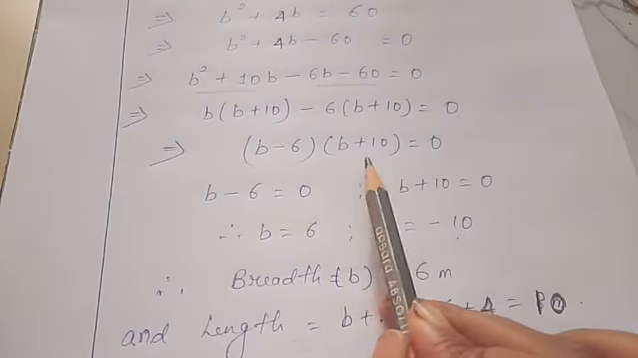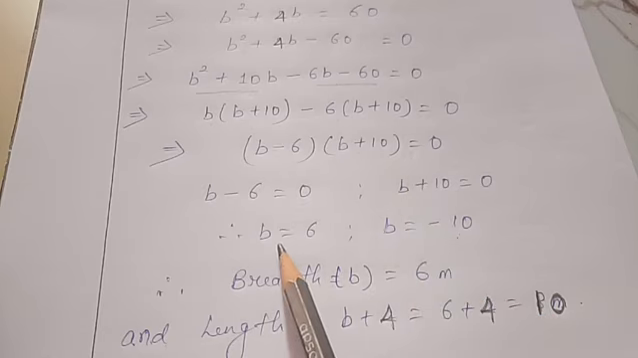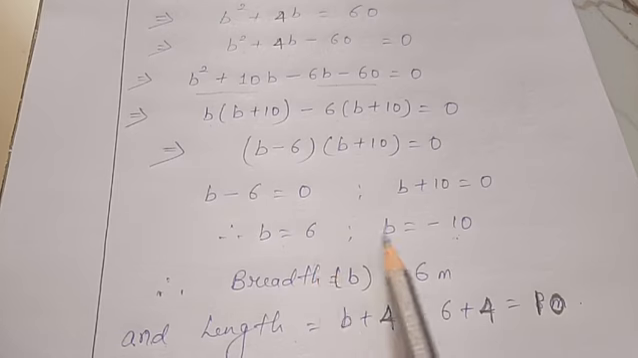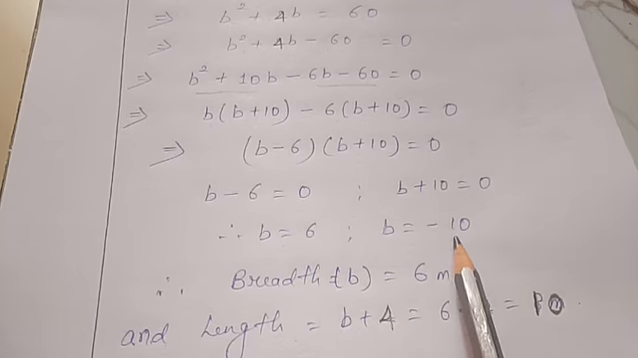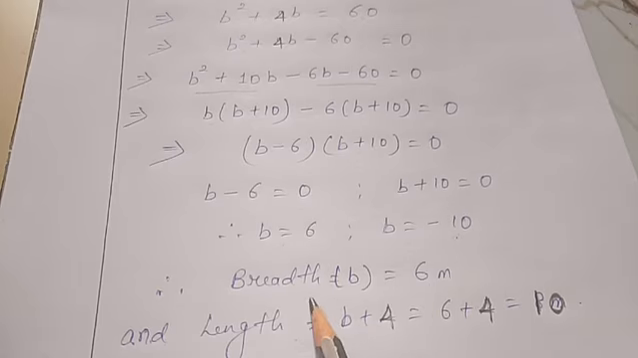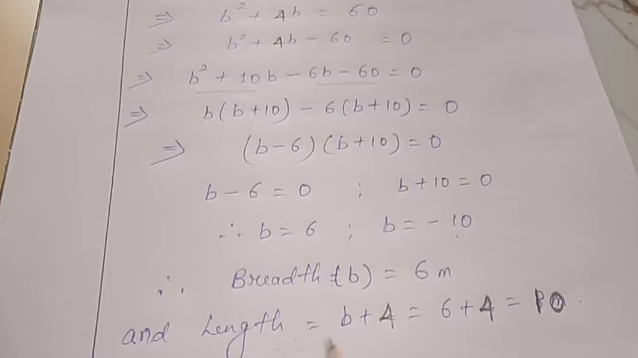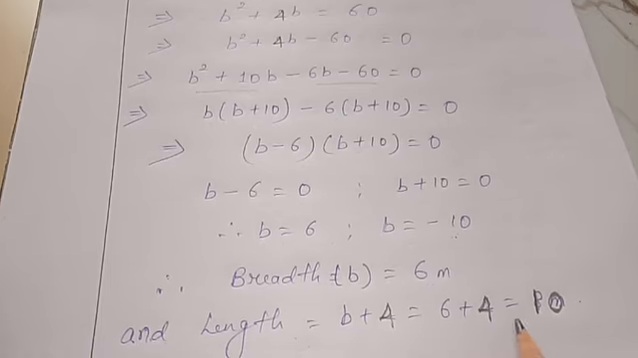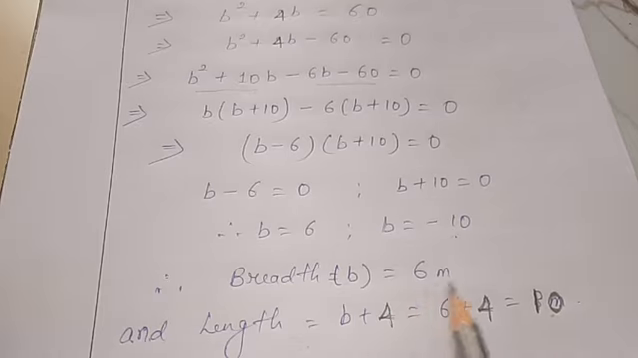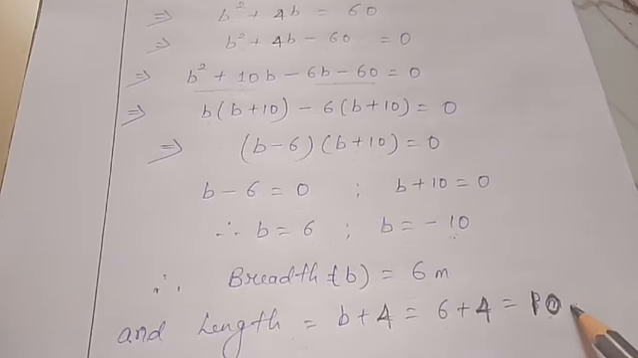Now apply the zero product property. So we get two solutions, b is equal to 6 or b is equal to minus 10. Negative breadth is not possible. So we take breadth is equal to 6. Therefore length is equal to 6 plus 4 becomes 10 meter. So the dimensions of the rectangle are breadth is equal to 6 meter and length is equal to 10 meter.